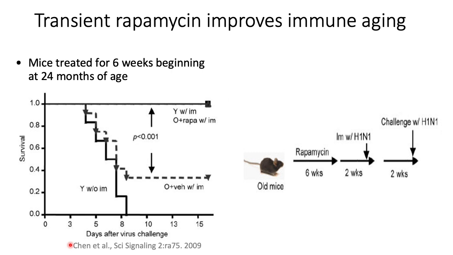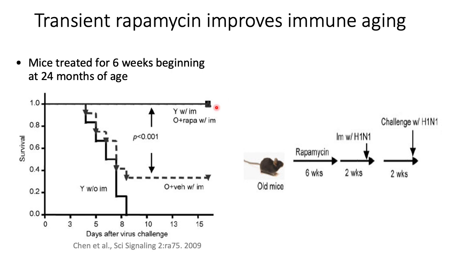These are young mice that were not immunized, and you can see once they're challenged with influenza, they're all dead within a little bit more than a week. Whereas a young mouse that is immunized is up here, completely protected. So that makes sense, right? A vaccine's going to work. It's going to do its job in a functional immune system, and the mouse would be protected.